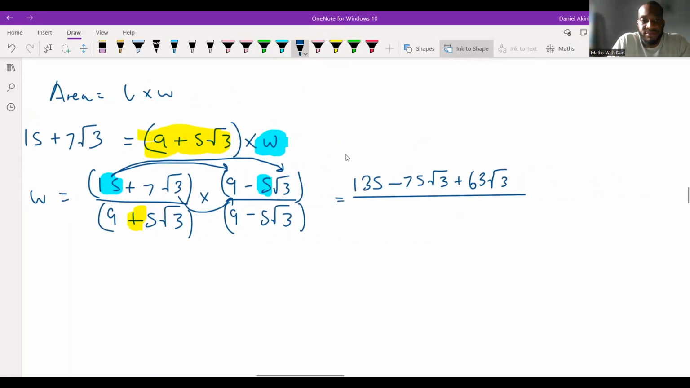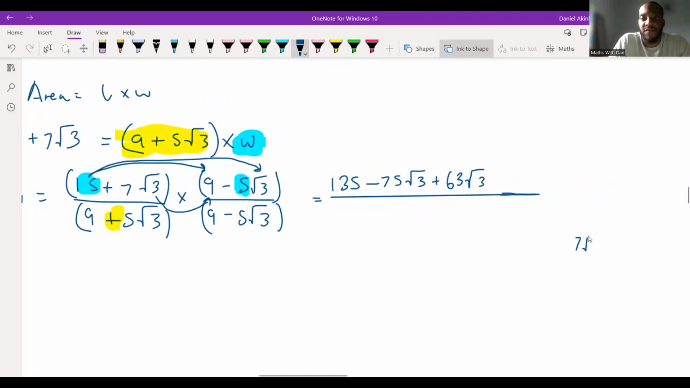And then this one, at the end, let me just extend this a bit. Now, for me, whenever I'm doing this, I always break it down. So I've got 7 root 3, right? Multiplied by 5 root 3, or minus 5 root 3, I should say. Sorry, there's a negative sign, isn't there? Negative 5 root 3. Yeah?